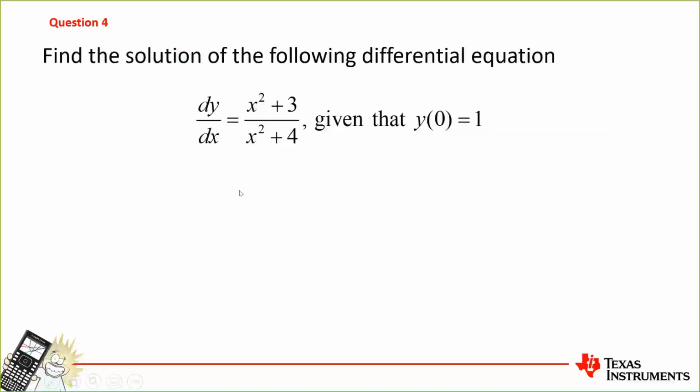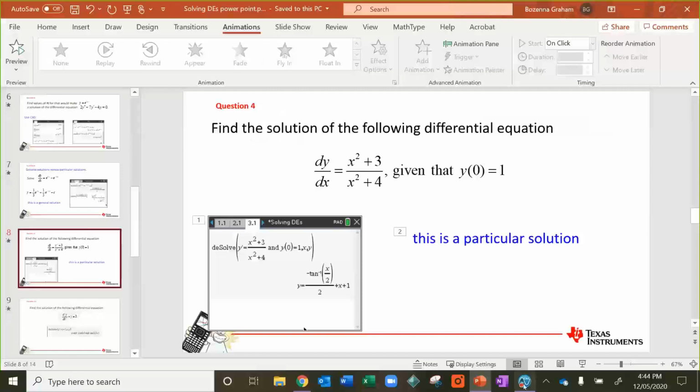Now, another question, question 4 from the handout, says dy/dx is x squared plus 3 over x squared plus 4, given that y at 0 equals 1. So we are given a point. It is sometimes called an initial condition or boundary condition. Let's see how we can enter this onto our calculator.